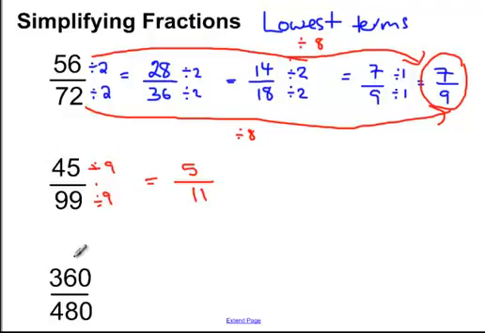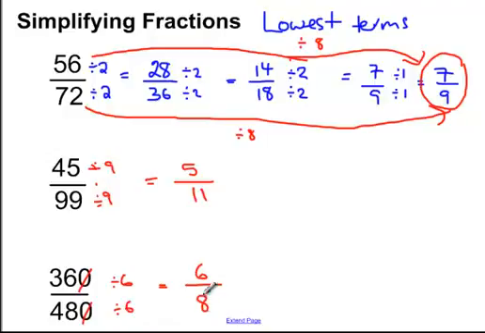Last one here, 360 over 480. That's quite a big one, but immediately you can see that they're both divisible by 10. If I cross out those zeros, that's showing that I'm dividing by 10. I'm left with 36 over 48, so I've already cancelled a little bit. Now, is there anything that goes into 36 and 48? I can see 6 goes into both of those, so those are both in the 6 times table. 36 divided by 6 is 6, and 48 divided by 6 is 8.